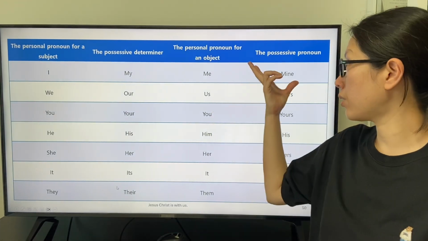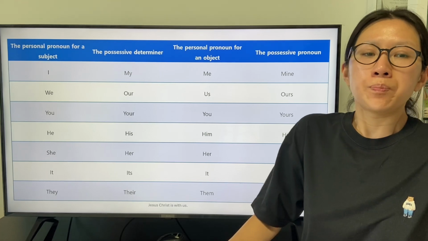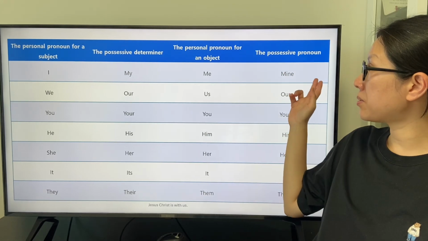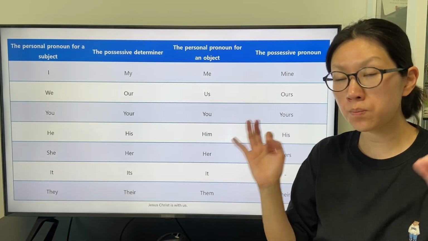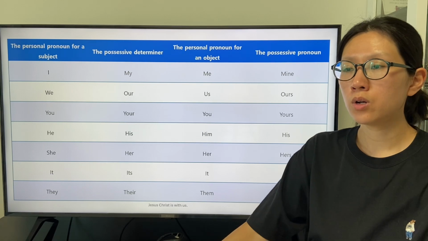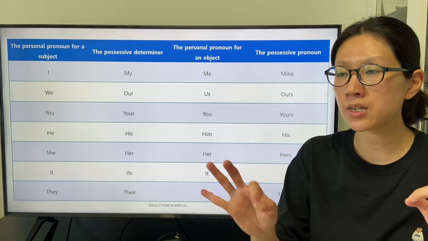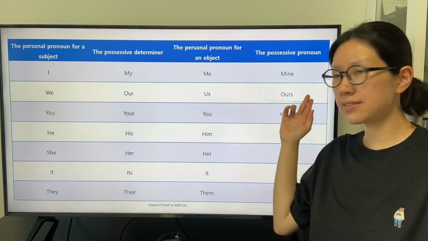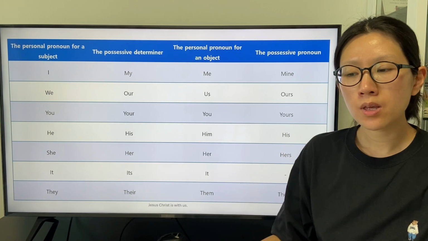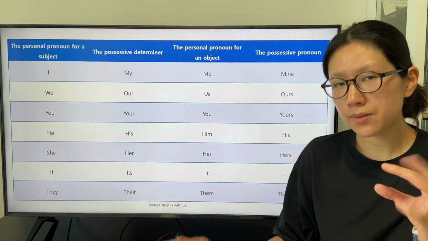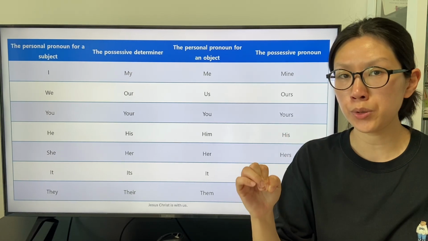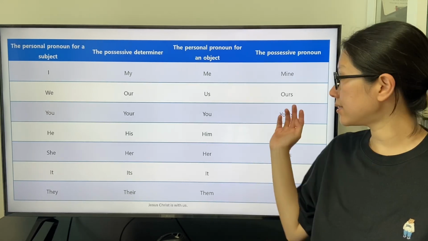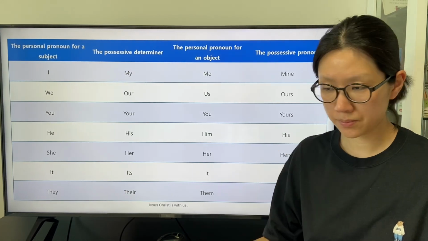So let's focus on the possessive pronoun. An object that belongs to the speaker is indicated by the possessive pronoun mine. The object that belongs to the subject to include the speaker is indicated by the possessive pronoun ours. The object that belongs to the listeners is indicated by the possessive pronoun yours.